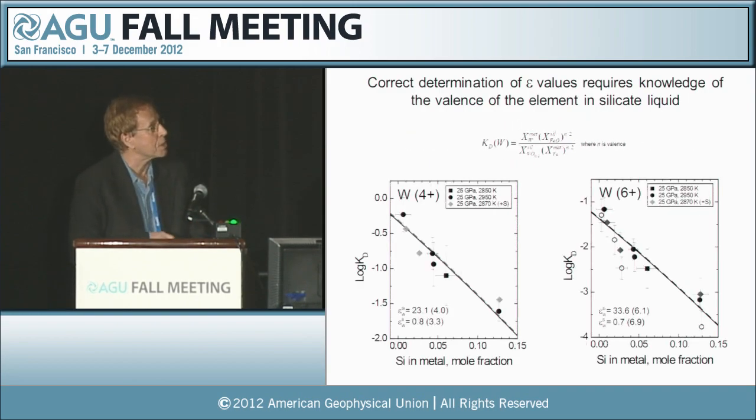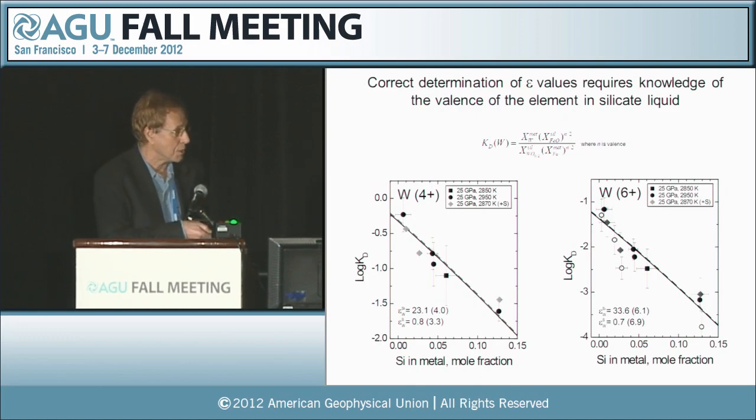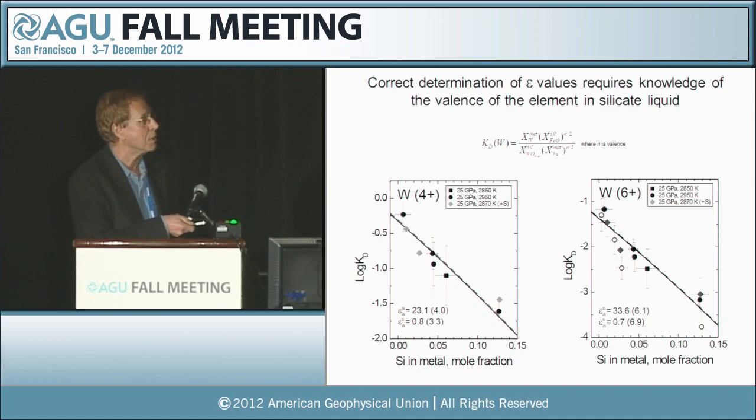And we've done experiments again at 2,900 Kelvin as a function of silicon content. And now we can see that silicon has a really big effect on tungsten partitioning, a 1.5 or 2 orders of magnitude reduction. This is now in mole fraction here. So we fitted the data.